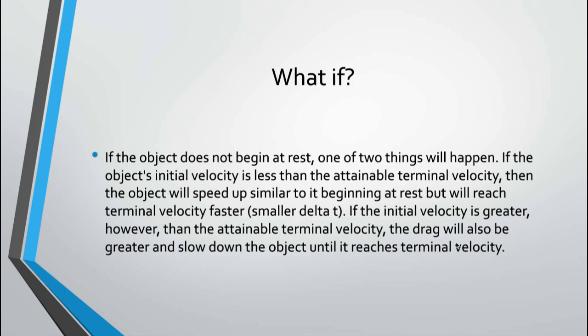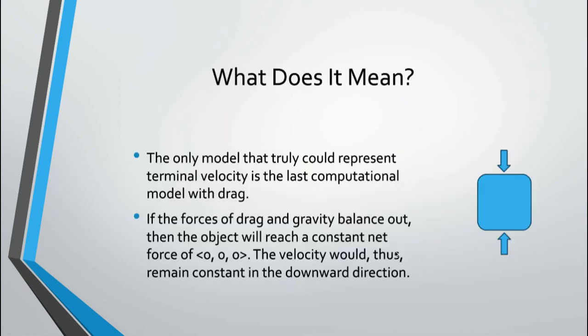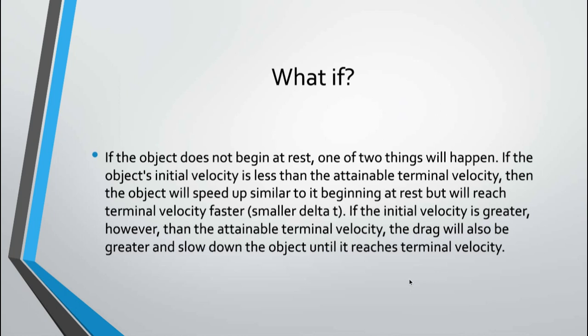Well, one of two things will happen. If the object's initial velocity is less than the terminal velocity, then it will speed up, similar to how it did for the computational models, but it will reach the terminal velocity a lot faster. And if the initial velocity is greater, however, then it will slow. The drag force would be greater as well, and it would slow it down until it reaches terminal velocity.